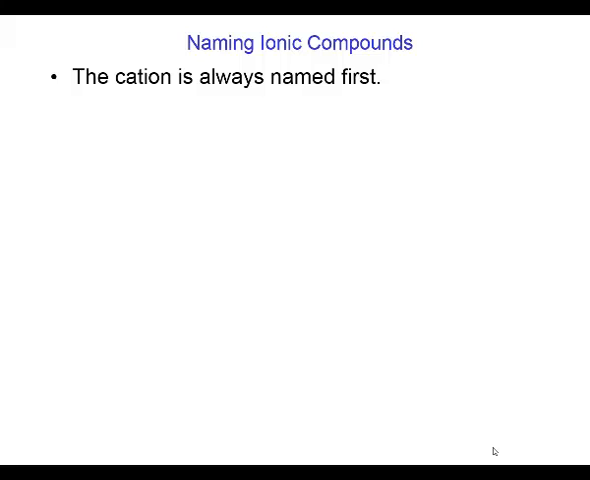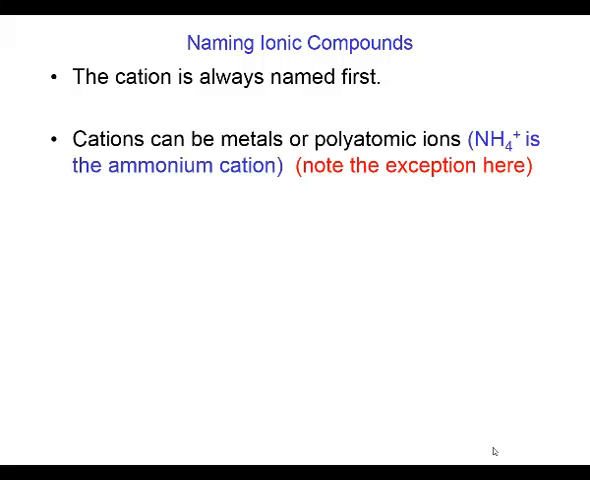But also realize there are a few exceptions to this. There are some cations that you might run into out there that have only nonmetals present in them. The most common one that we will run into in our course is the ammonium cation, which is NH4 with a +1 charge. So please note that exception. So our cations may be metals or polyatomic ions, but we're going to mostly focus on the ammonium cation right now in the course.